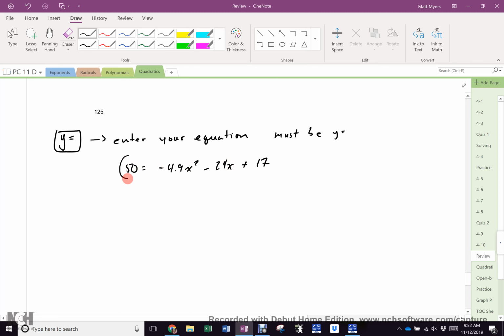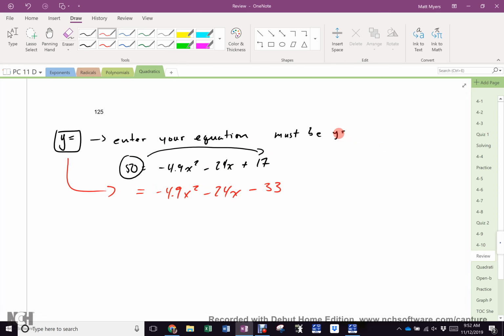No. This has to move. So it would actually go into my calculator as y equals negative 4.9 x squared minus 24x minus 33. Because I got to move that to get to this form. Everybody cool? Once you enter it, you hit the graph button, and then you're in trouble.